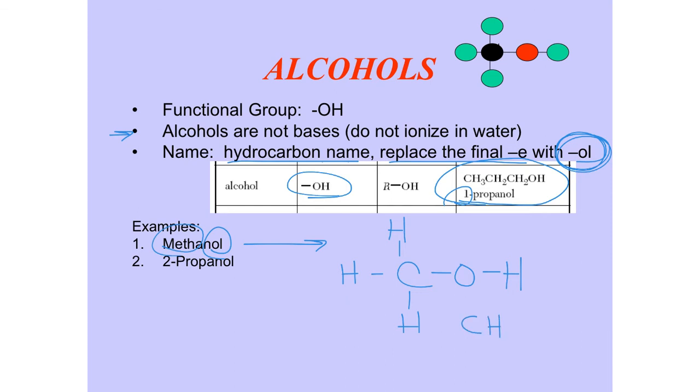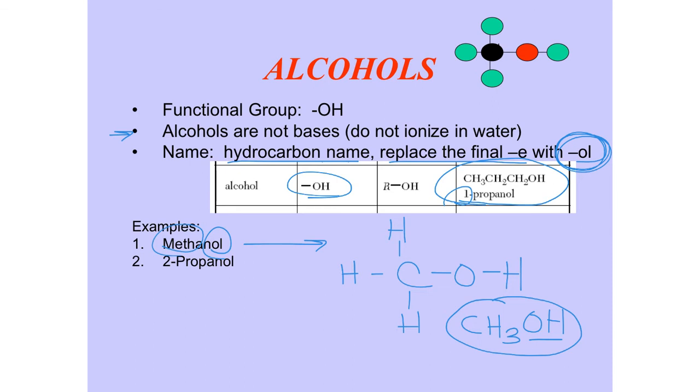So this would be CH3OH. You could also write the formula as CH4O, but this is the preferred way because it keeps the OH group together, and so that helps us recognize that it is an alcohol. Oxygen has 6 valence electrons, so it only gets the 2 bonds.